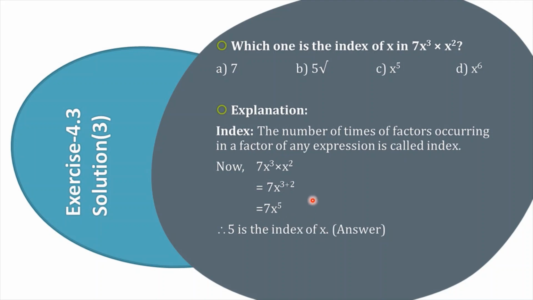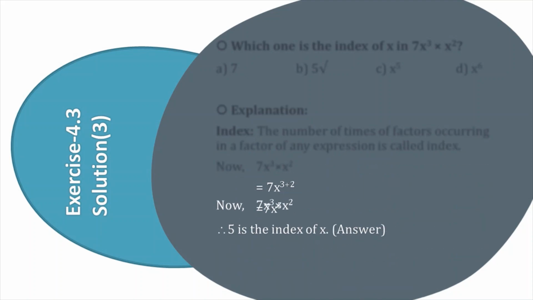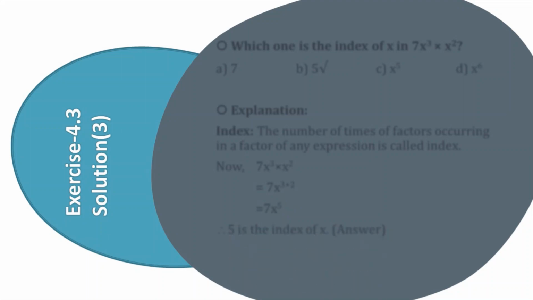Let us see the definition again. The number of times of factors occurring in a factor of any expression. Here you can see 5 is the index of x, because the number of times of factors occurring in a factor of any expression is called index. That's why 5 is the index of x, my dear. So this is the question and 5 is the answer. As you know, with the same variable, and if it is multiplication, the power will be added. Then we get 7x to the power 3 plus 2, that would be 7x to the power 5, and 5 is the index of x. That is the desired answer, my dear.